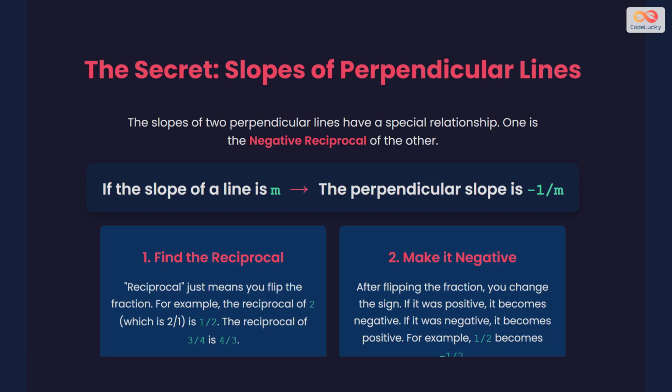Here's the most important rule to remember. The slopes of perpendicular lines are negative reciprocals of each other. This means if you know the slope of one line, you can find the slope of its perpendicular counterpart by flipping the fraction and changing its sign.